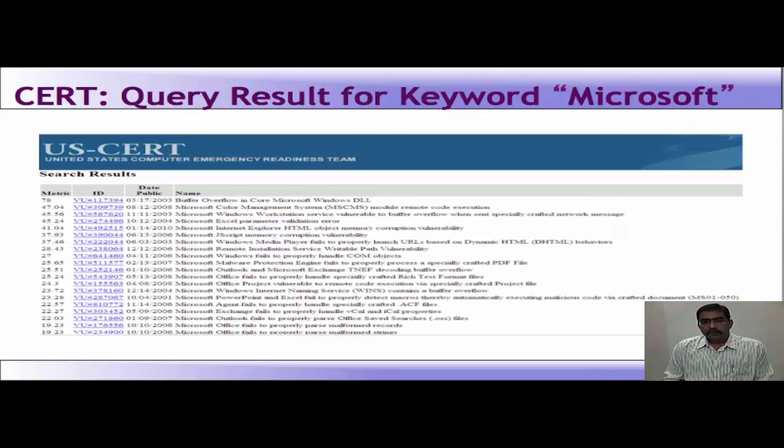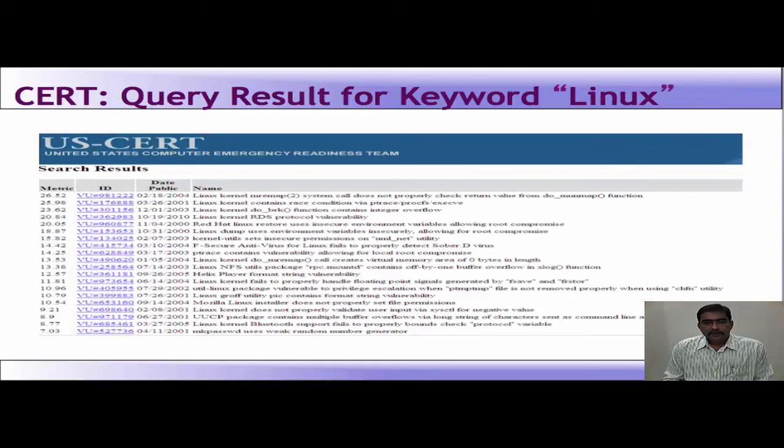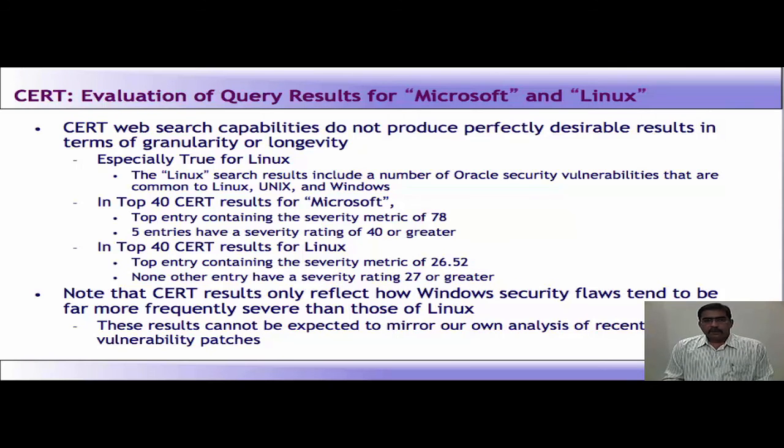Now, when you do a query for Microsoft, it lists out all the potential vulnerabilities. I have taken from the oldest to the new ones. So I have taken a pretty old one for the presentation here. Similarly, when I do it for Linux, I get a similar thing. CERT web search capabilities do not produce perfectly desirable results in terms of granularity or longevity. It is especially true for Linux because the Linux search results include a number of Oracle security vulnerabilities that are common to Linux, Unix and Windows.